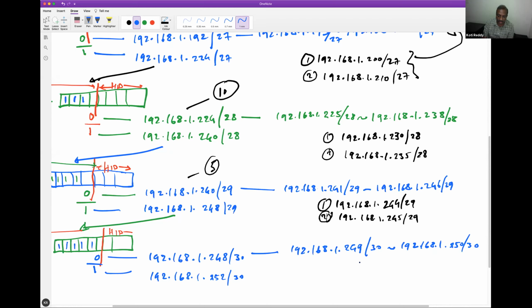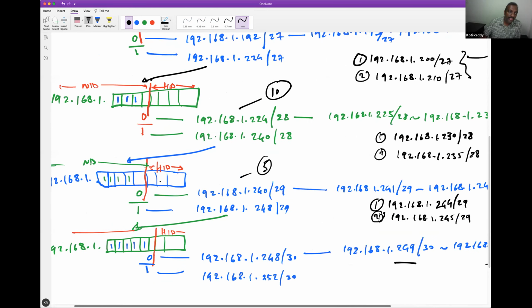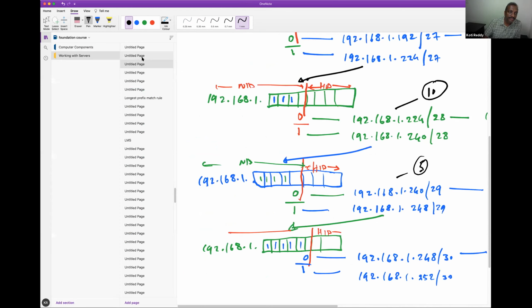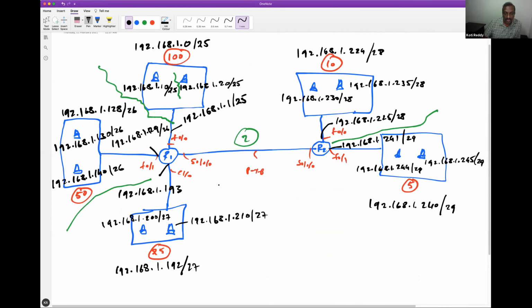So these are the only addresses possible. Yes, I take 249 and 250 for my 248/30, right? So this will be 192.168.1.248/30. In that I take this as 192.168.1.249/30. Here I take it as 192.168.1.250/30.